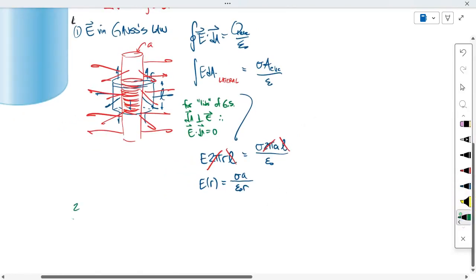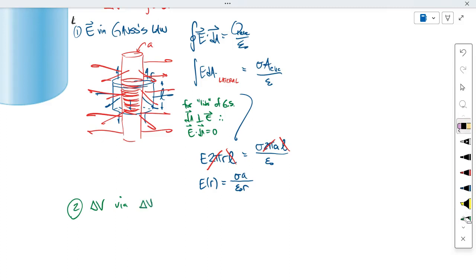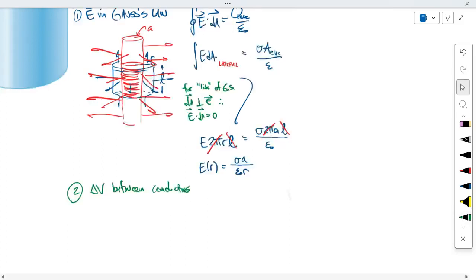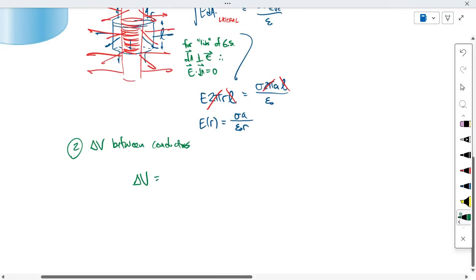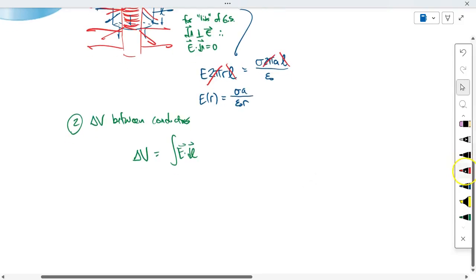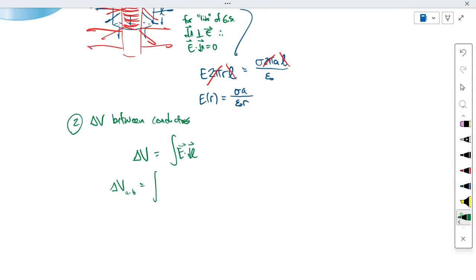We do that so we can find delta V between conductors. All right, well, delta V is negative E dot dl. I am not including the negative because we don't care about the sign of the potential difference. It doesn't matter. Okay, so for us, the delta V from A to B, our field is sigma A over epsilon naught R.